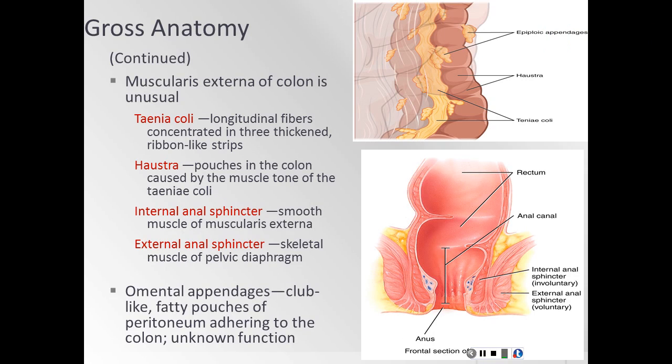Alright, so the ascending and the descending colon are considered to be retroperitoneal, whereas the transverse colon, remember the transverse is the one that goes across, and the cecum and the sigmoid colon are covered with serosa, and they're anchored to the posterior abdominal wall by the mesocolon. Now the serosa of these three regions often has epiploic or omental appendages, I'm sorry, and those are flat, fatty pouches of peritoneum, and of course they do not have a function that is known to us.